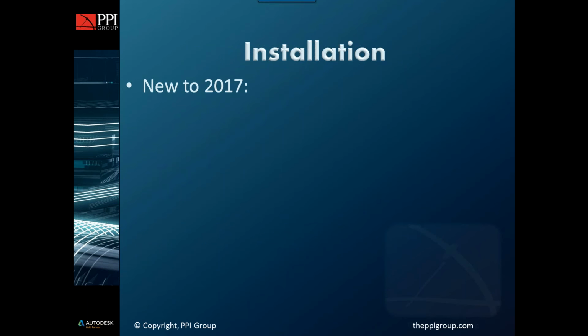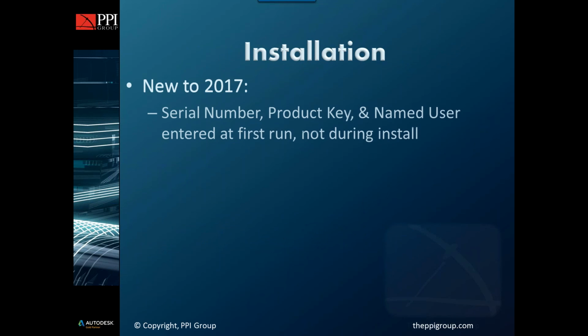All right, so with the 2017 release, there are some fairly subtle changes. First off, they've pulled the serial number and product key from the actual installer if you're doing the installation. So by having done that, you're going to choose the license type and enter that information during the first use, the first time the user uses the software.